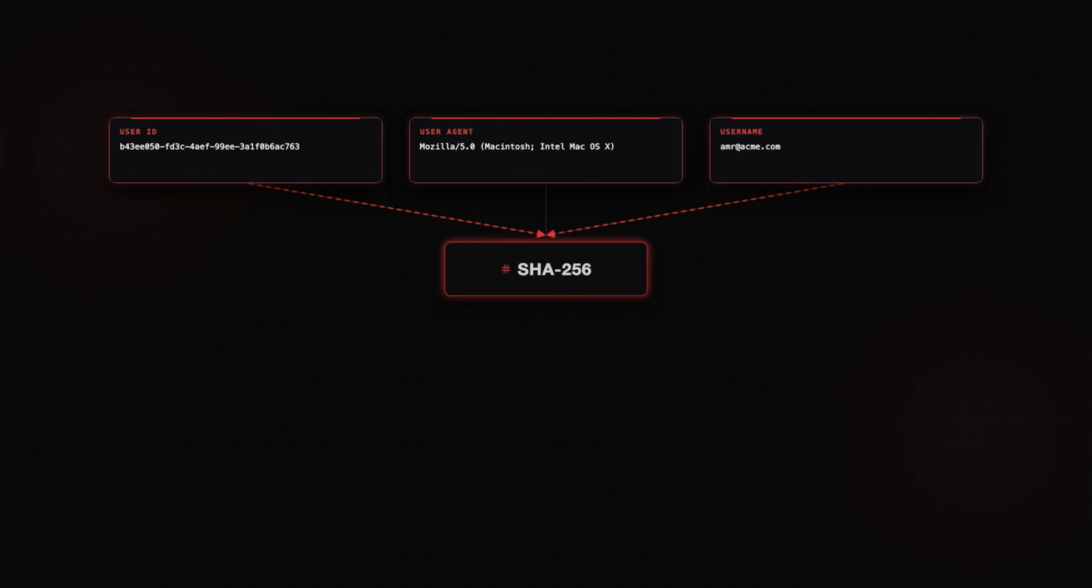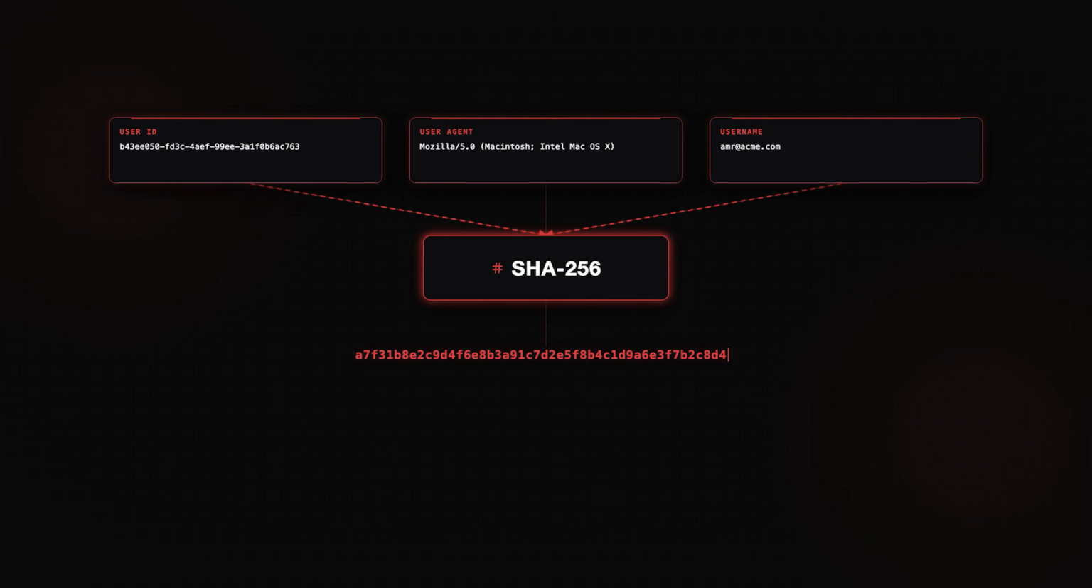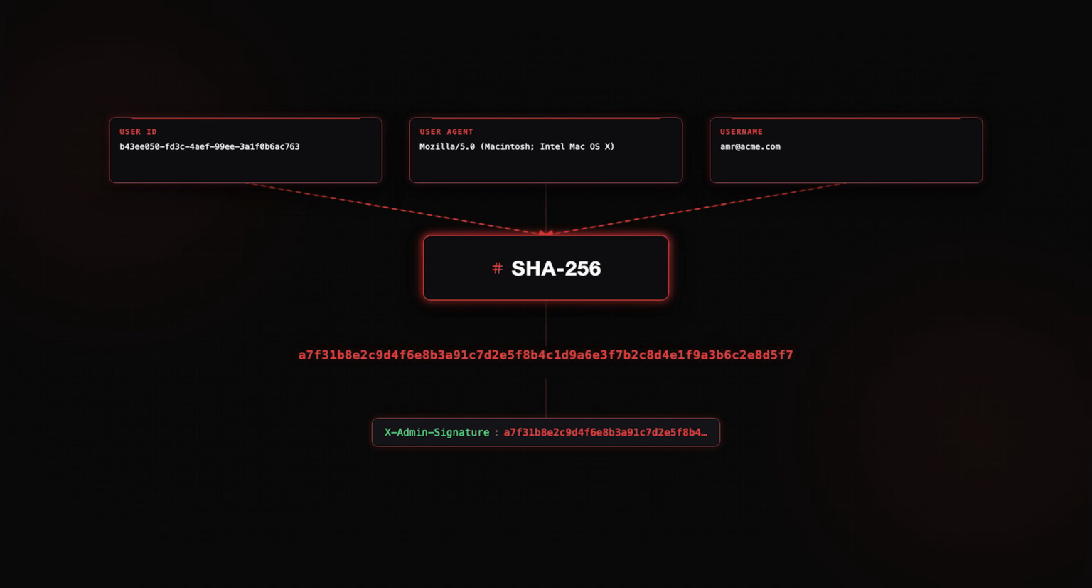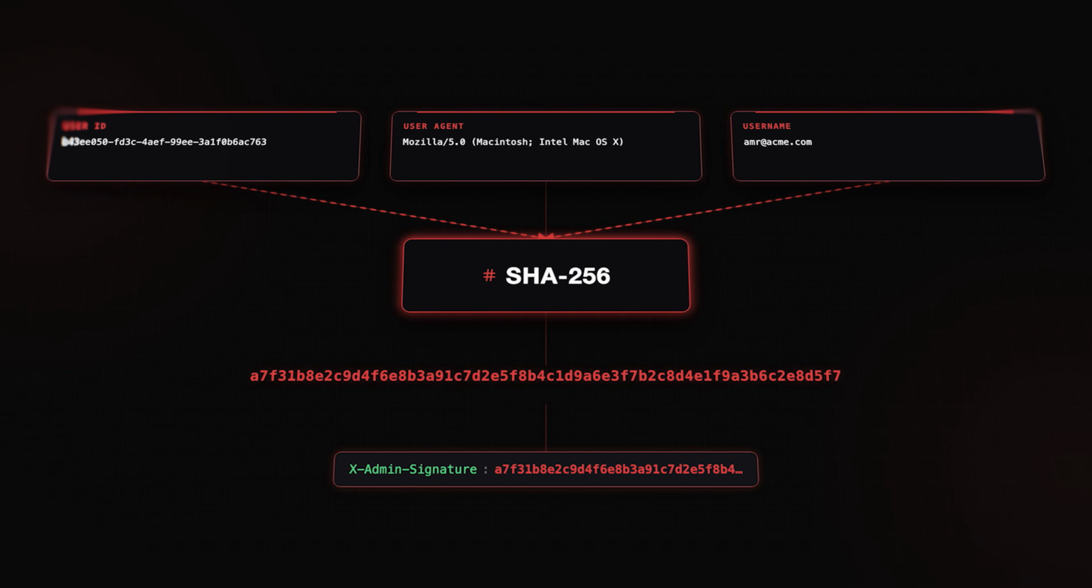Open the JavaScript file, the main app is already loading in your browser, search for that header name, and there it is, right in the source. The signature is a SHA-256 hash of 3 values: your user ID, your user agent, your username. All 3 you already have. You compute the hash yourself in 3 seconds, you set the header, and the admin endpoints open up.